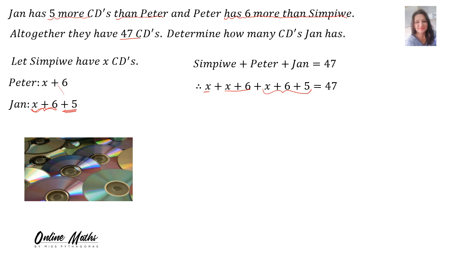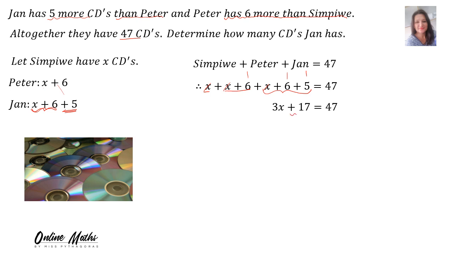So first we have to add the like terms. On X, we say X plus X plus X will give you 3X. And then on the numbers, the constant terms, 6 plus 6 is 12 plus 5 is 17, equals 47. Now we will solve x.